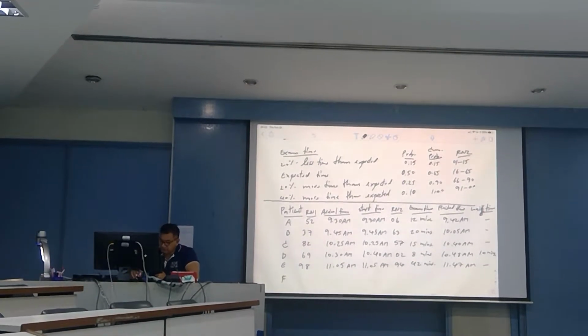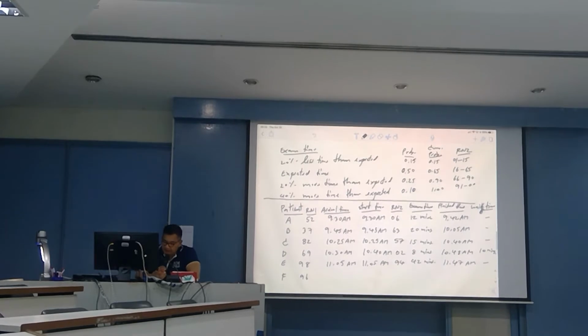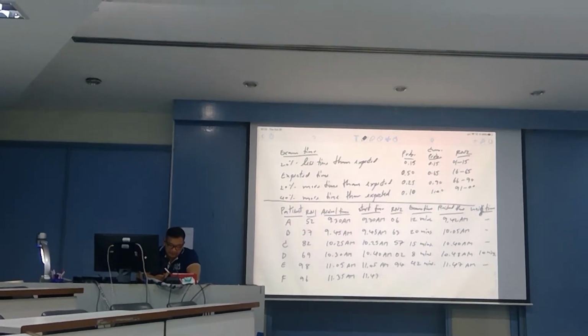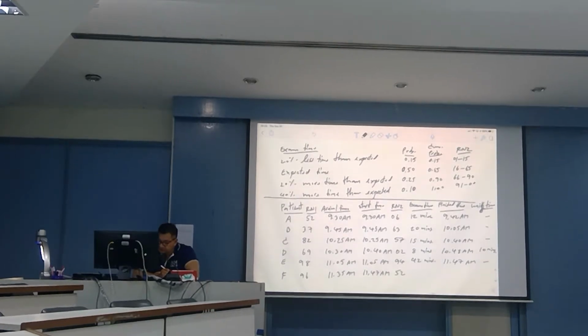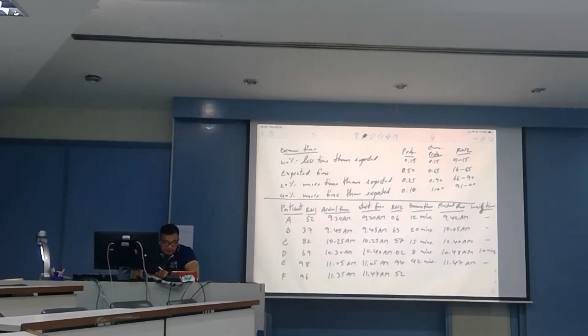And then the next one is 96. Again, 20 minutes late. The arrival is 11:35. So he can start at 11:47, because the doctor finished the previous patient at 11:47. For this one, Rn2 is 52. 52 is in the range of 16 to 65, so equal to expected time. So he's gonna have 15 minutes. So finish at 12:02 p.m. and waiting 12 minutes.